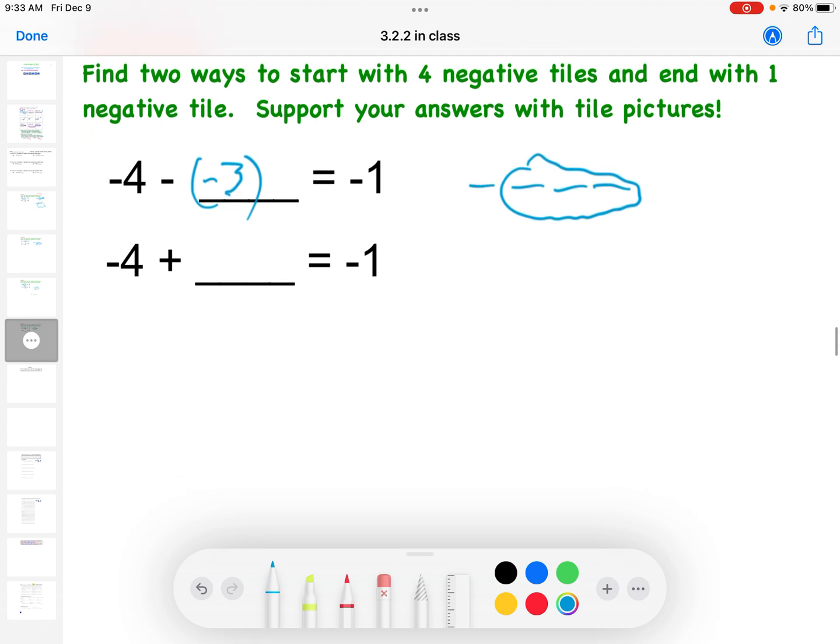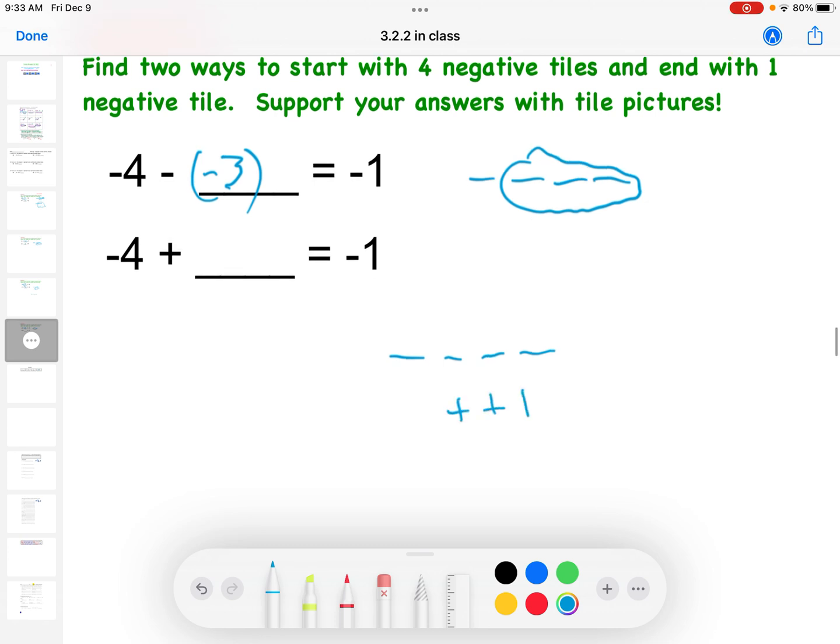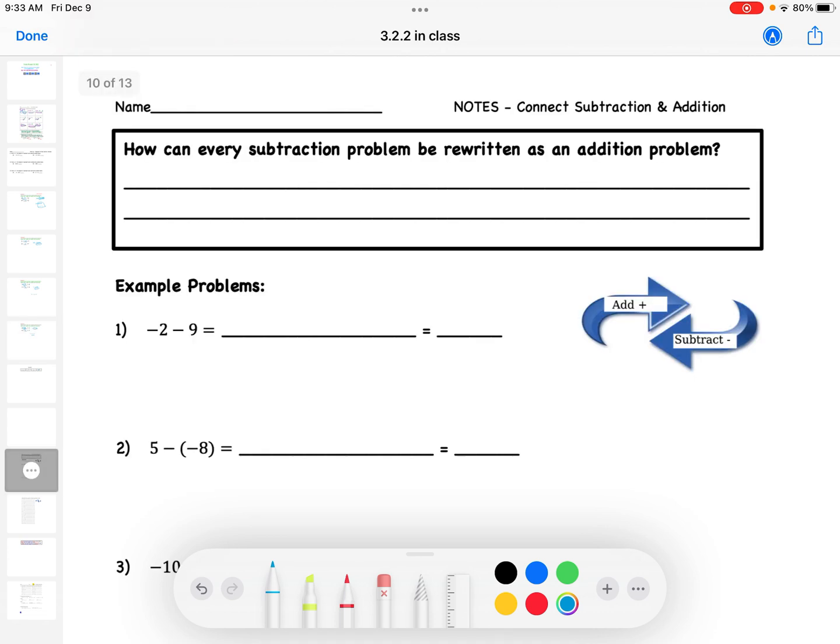But now in this one, I have a -4. 1, 2, 3, 4. I'm going to add something in to get to -1. What would I have to add? +3, right? So that's what I'm talking about when I say that minus a negative yields really a positive number.